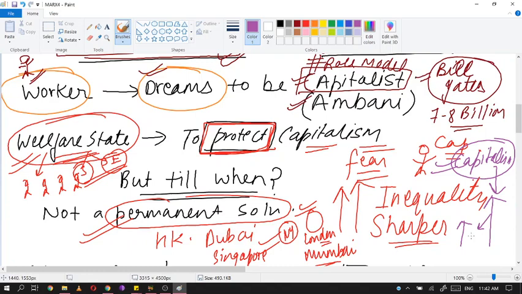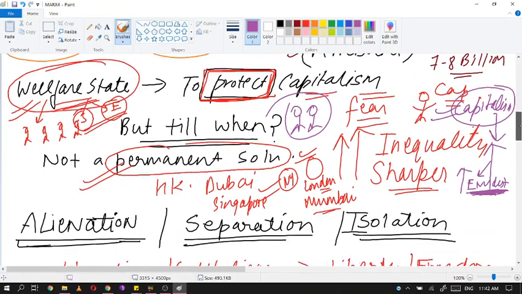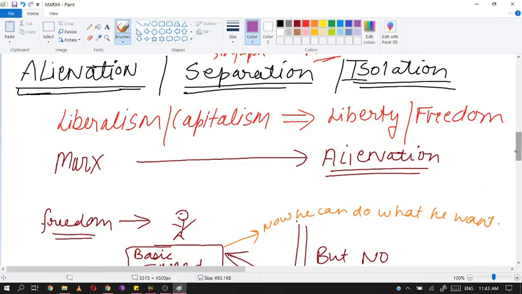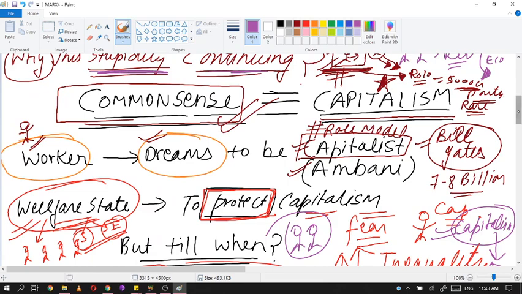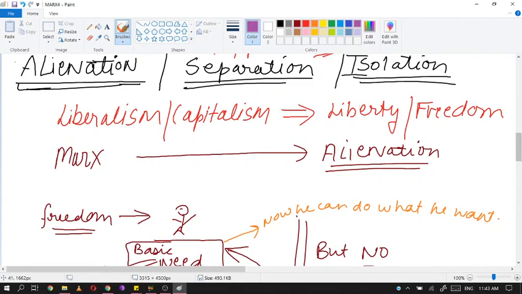Environment destruction. Few people have become rich by destroying the whole of the environment. That is not normal. Okay, so with that being understood, I hope you understand this concept of contradictions. Now, his theory of alienation.